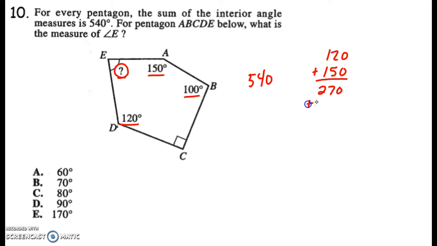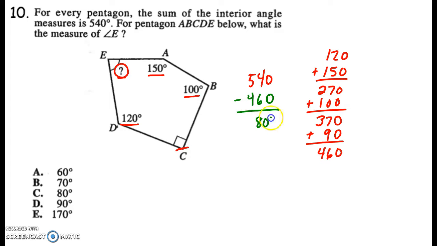Add in the 100 degree angle, it gives me a total of 370 degrees. Add in my right angle, which is a total of 90 degrees, and I have 460 total degrees out of a possible 540. So now if I take that 540 and subtract off 460, that means that the question mark has to be a total of 80 degrees. Letter choice C.